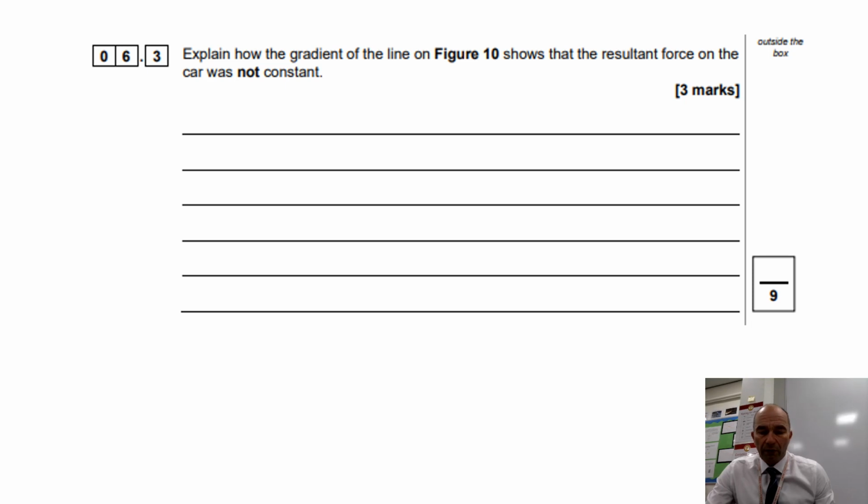Right, 6.3, explain how the gradient of the line on figure 10 shows that the resultant force on the car was not constant. Well, the gradient of the graph represents the acceleration. Well, the gradient is not constant because it's a curve.